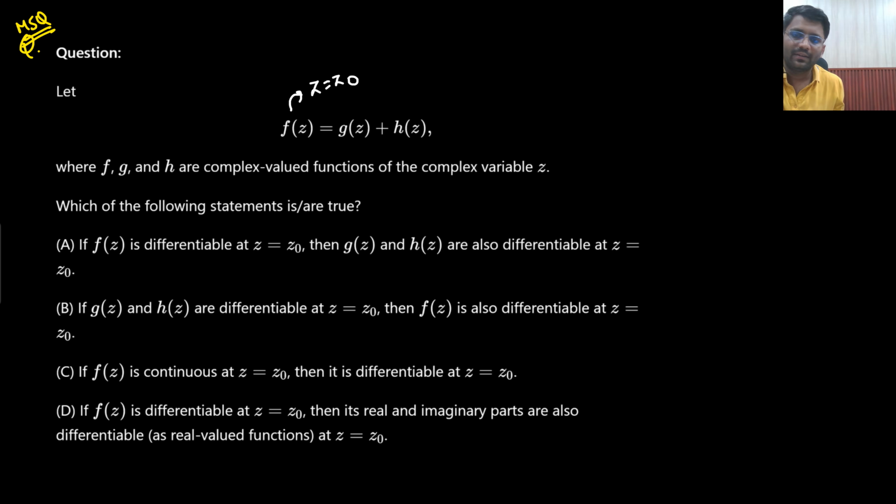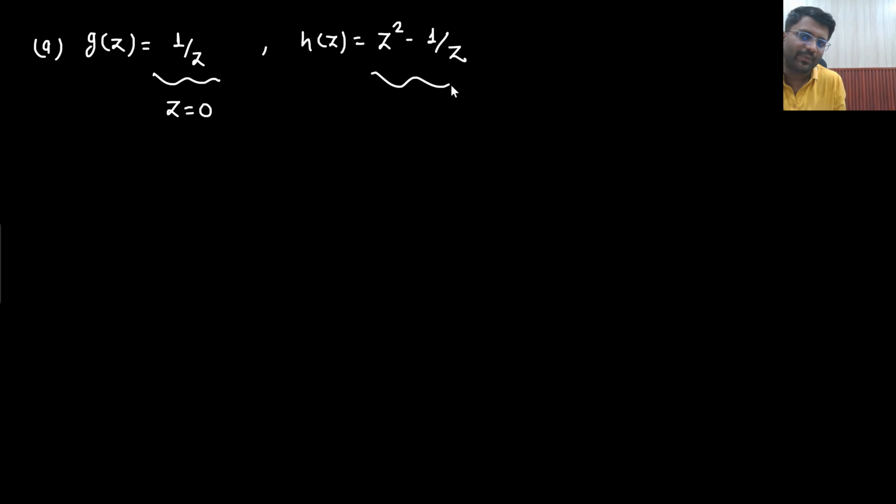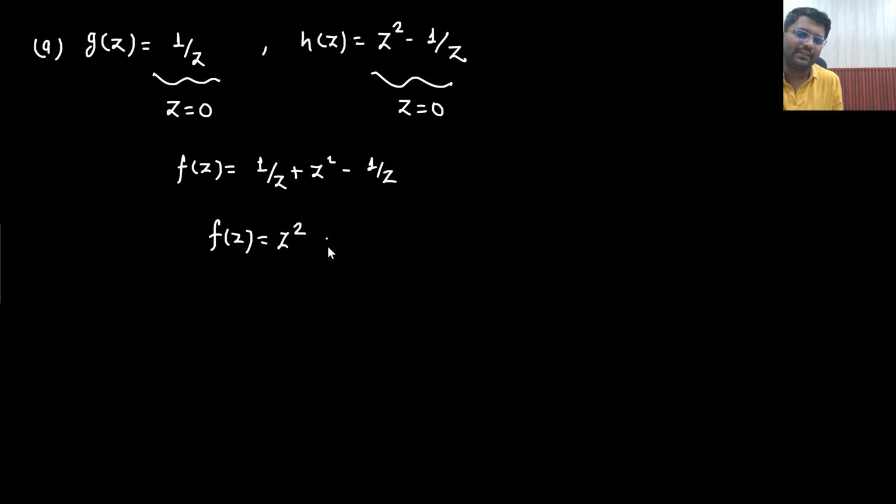Let our g of z be 1 by z and h of z be z square minus 1 by z. You know that it is not differentiable at z equals 0. At z equals 0 there is a problem. But if I find out f of z, which is the addition of both of them, what answer will I get? 1 by z plus z square minus 1 by z. So my f of z will come out to be z square. It is differentiable everywhere.